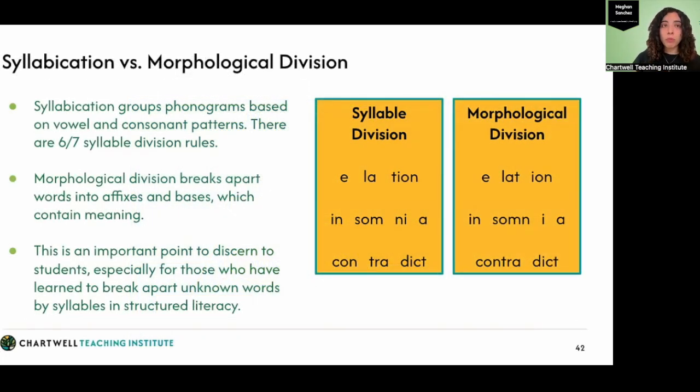But when we're focusing on morphemes, we're actually focusing on the meaningful units of words. So, right, elation, those are our syllables, but those don't contain meaning on their own. But notice here, when we break them up into morphemes, those do have meaning on their own.